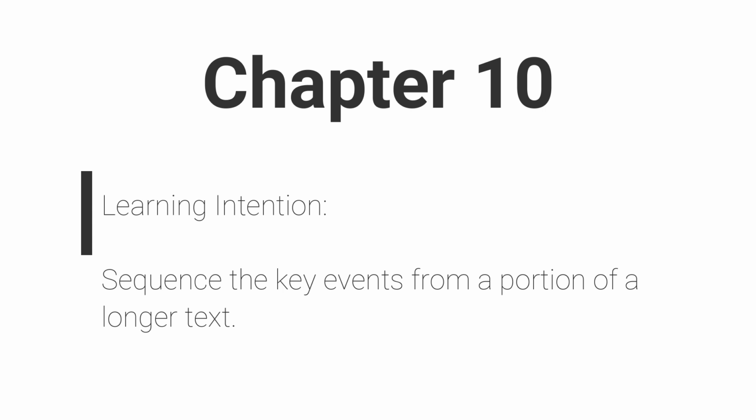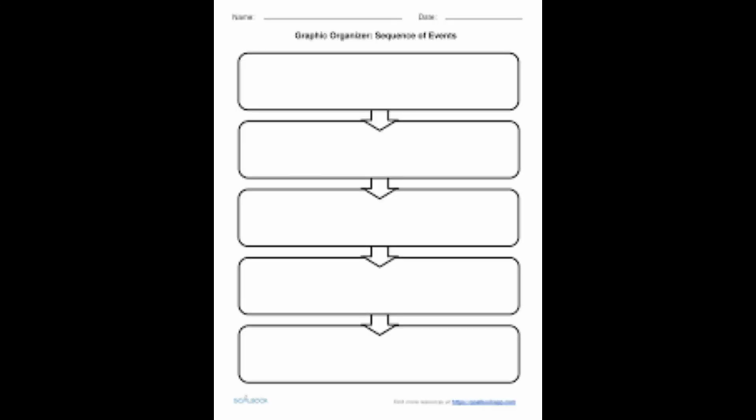The reason we're doing this is because when you can sequence the events of a text, it makes it much easier to then retell what happened because all you have to do is piece together those key events. Just in case you forgot what sequencing means, it just means putting something in order. So when we say we're going to sequence the events of a story, we just mean we're taking the things that happened in the story and putting them in the order that they happened.